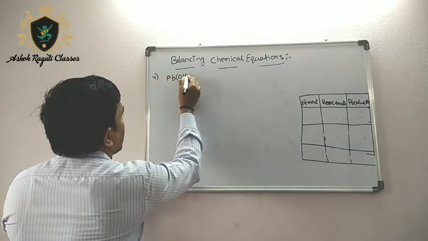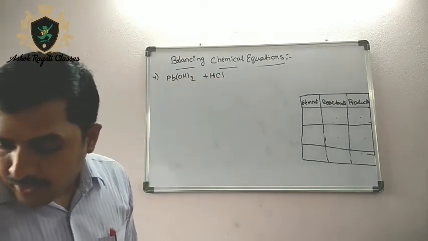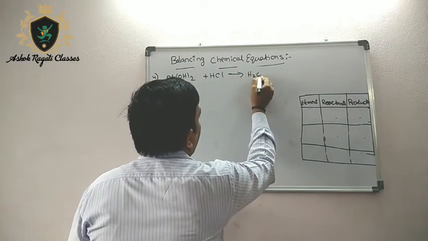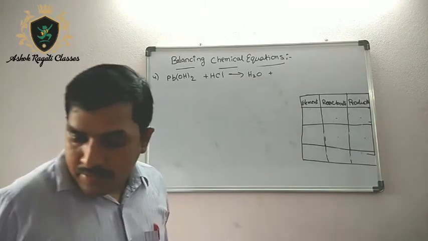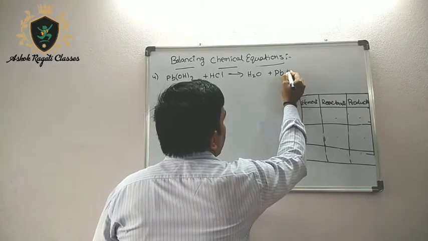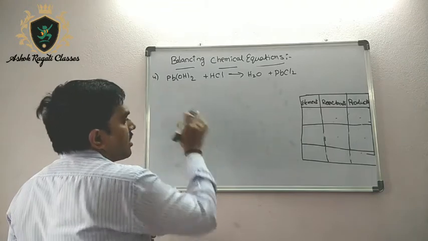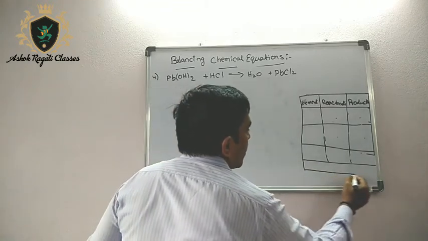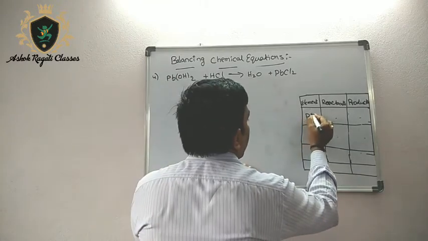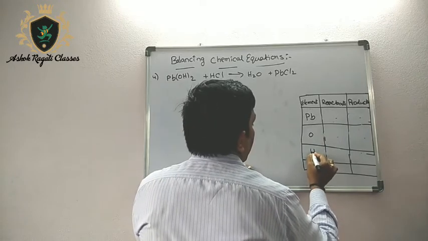Pb(OH)2 plus HCl gives rise to H2O plus PbCl2. How many atoms are there? How many different elements are there? Write the elements and their number in reactants and products. See, lead, oxygen, hydrogen, chlorine.